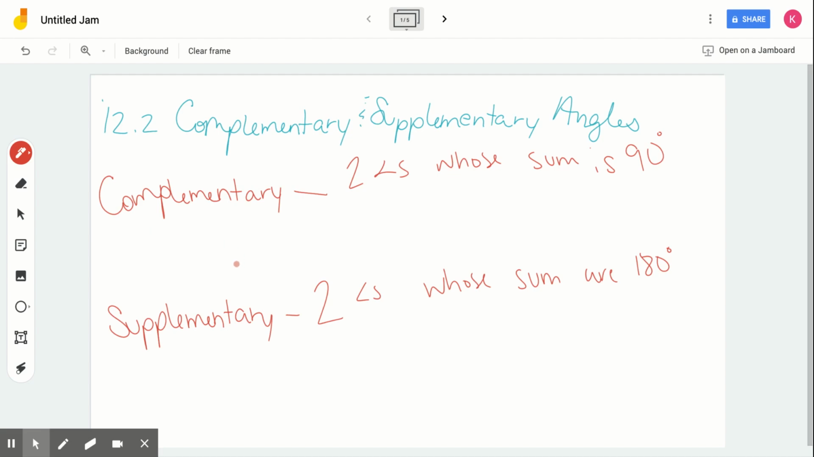If you're struggling to remember this, or if you need a way to help remember this, I always like to think alphabetical order. Complementary comes before supplementary, and 90 comes before 180. So again, two angles whose sum, when we add them together, is 90 degrees are complementary. And two angles whose sum is 180 degrees, those are supplementary.